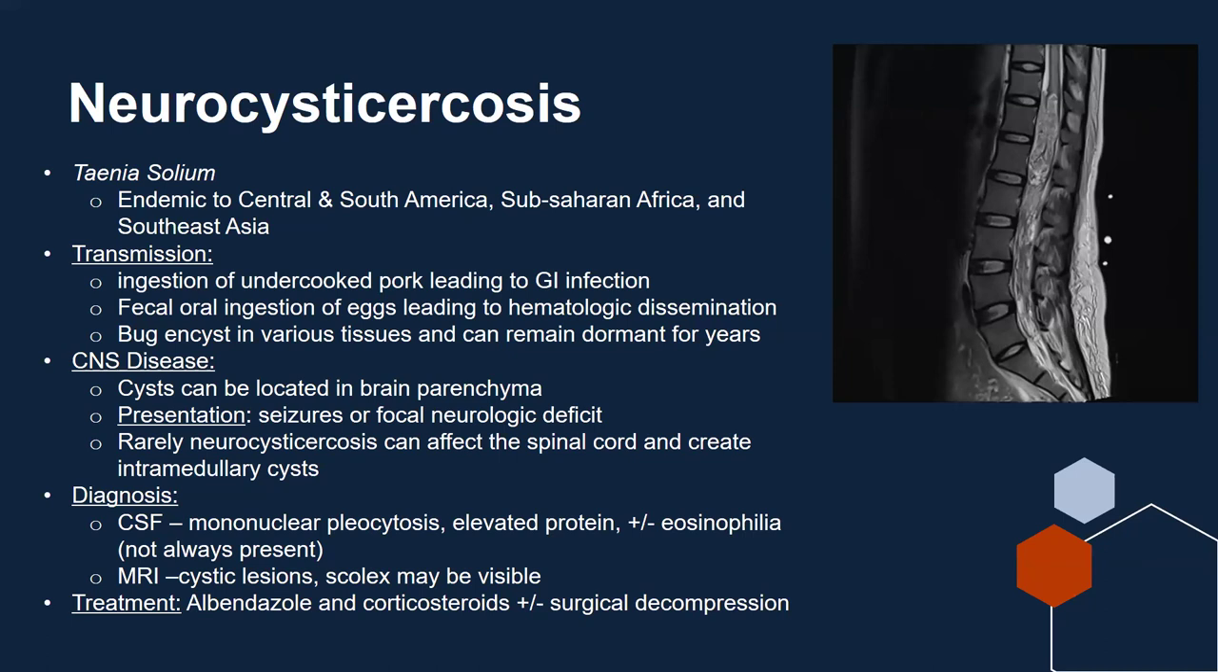CSF will show an elevated protein and mononuclear pleocytosis, and MRI can show scattered cystic lesions, as you see here. And if spinal involvement is present, there is, like I said, typically brain parenchymal involvement as well. Treatment consists of albendazole and steroids, and they may or may not require surgical decompression of the spinal lesions as well.